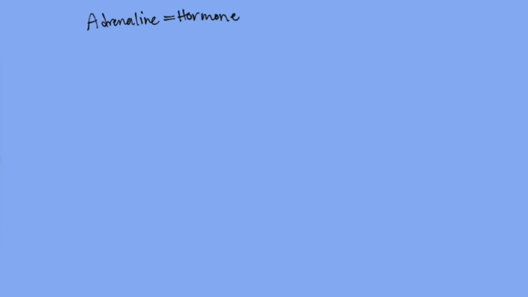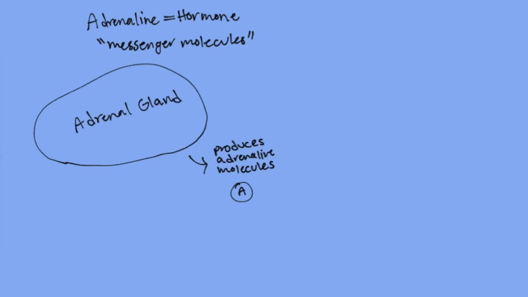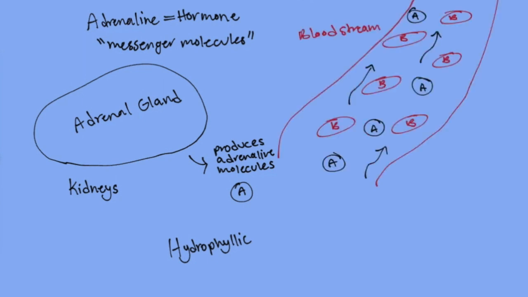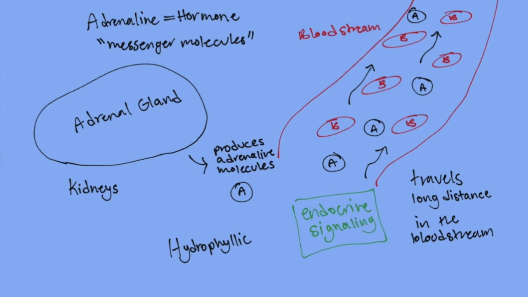Adrenaline is a hormone. A hormone is a chemical substance that can act like a messenger molecule in the body. Adrenaline molecules are produced from the adrenal glands located in the kidney, and they are hydrophilic. To reach the target cell, adrenaline travels long distances in the bloodstream, which is a process known as endocrine signaling, to reach its target cell.